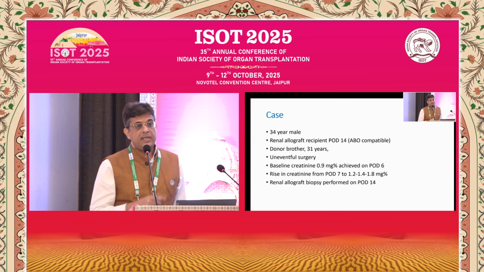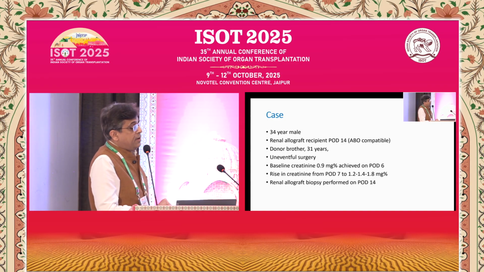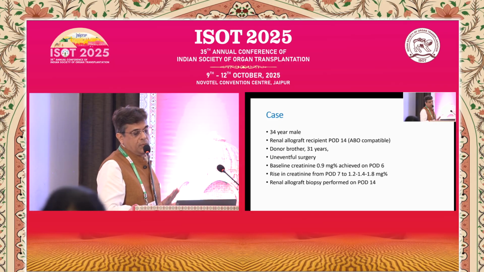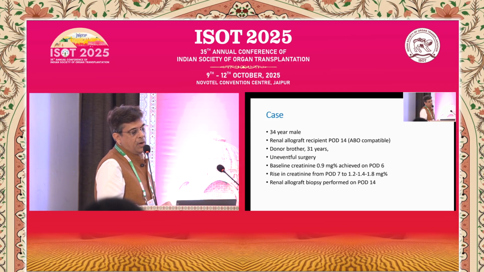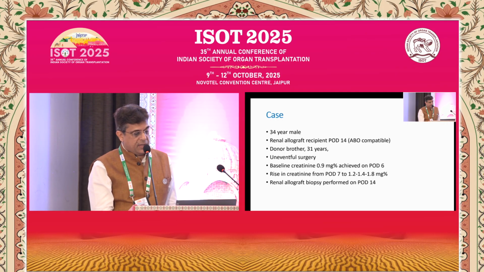Now, quick case. This is a 34-year-old male renal allograft recipient, with an ABO compatible donor brother, uneventful surgery, and creatinine rose from a 0.6 baseline to 0.9, then 1.2. So a progressive rise in creatinine. And on the 14th day, the renal biopsy was done.